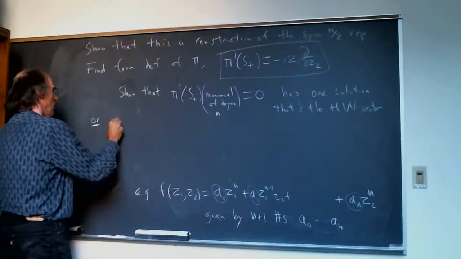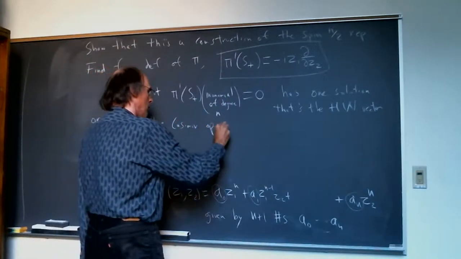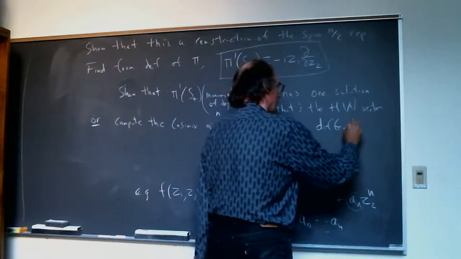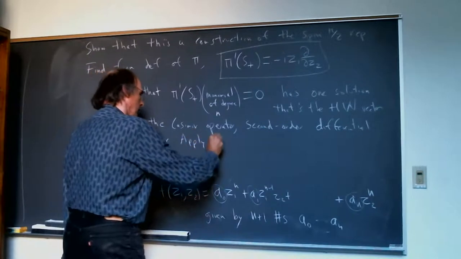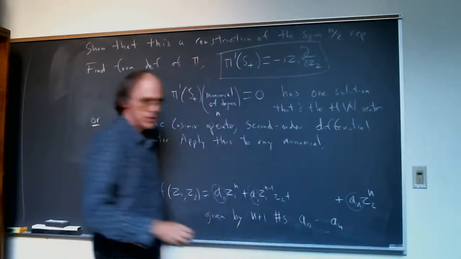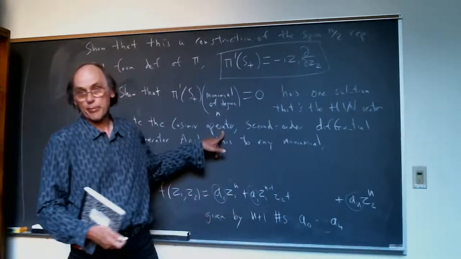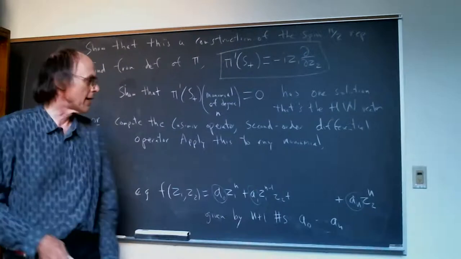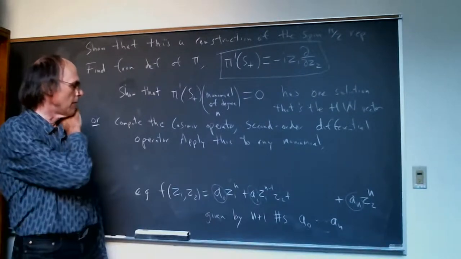Or compute the Casimir operator here. This is a second order operator, and then apply this to any monomial. You're going to find out that anything in here is actually an eigenvector for that operator with eigenvalue given by lambda pi, whatever, which characterizes that spin n over two representation. And I think this was one of your problem sets. Okay, so that's this. I won't go through any more details about this.